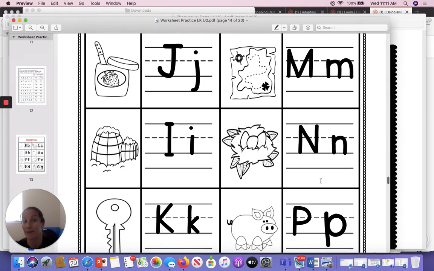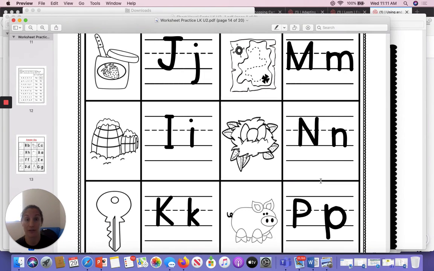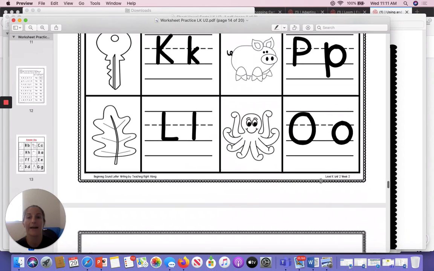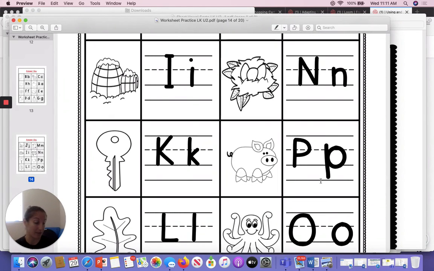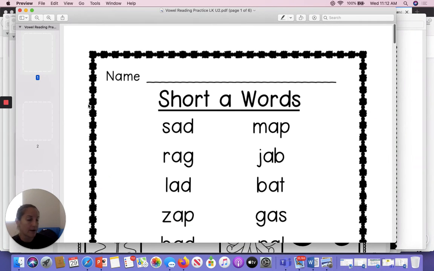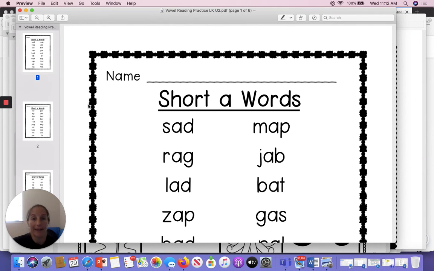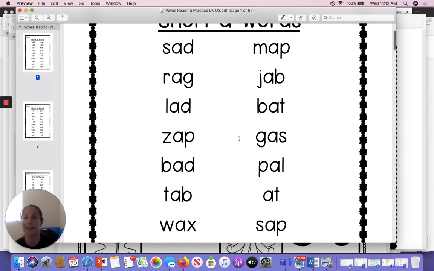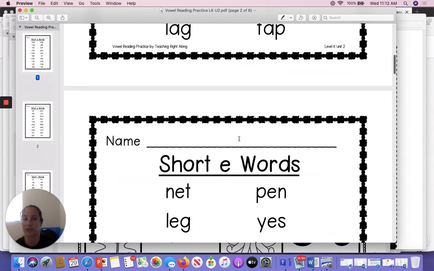So in case anything was confusing, sometimes these pictures are really hard to figure out what the actual keyword they're looking for is. All of the answers are down here at the bottom if you need help with that. The next thing is vowel reading. So vowel reading and also the next activity in here, the verb vocabulary, are very similar. So this one just has pages with lists of words that are sorted by vowel.